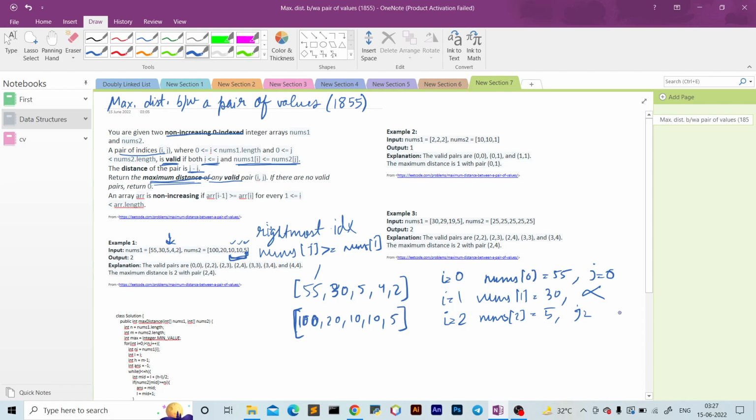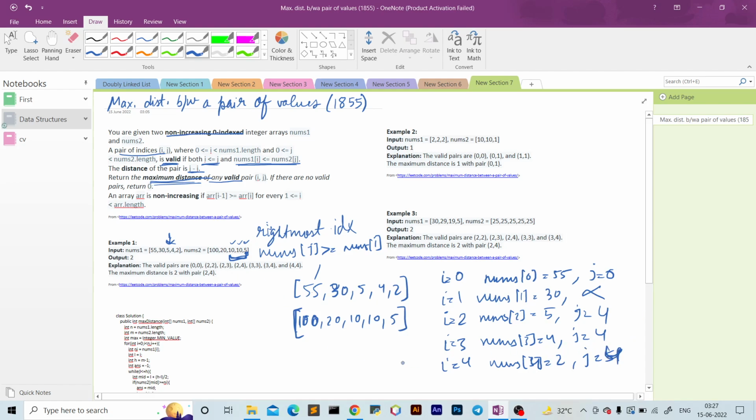So j is 4. Similarly for i equal to 3, nums1[3] is 4, and again j would be 4. For i equal to 4, nums1[4] is 2 and j is 4. So the maximum distance obtained from here is 2. From here the distance was 0. From here the distance is 1. From here the distance is 0. So the maximum is 2.